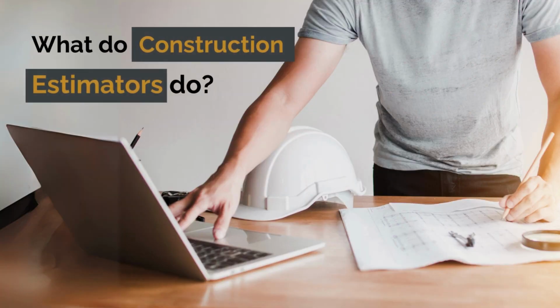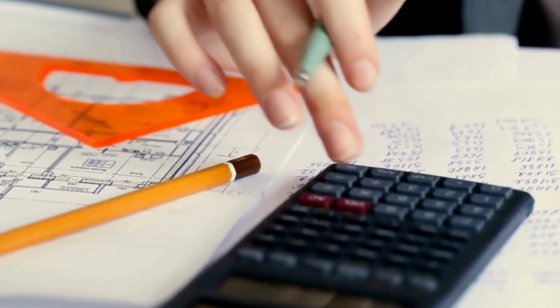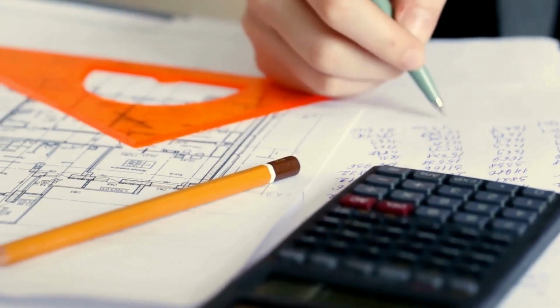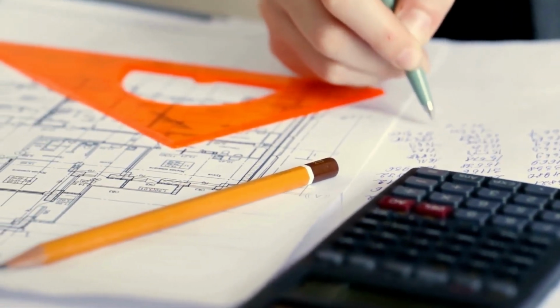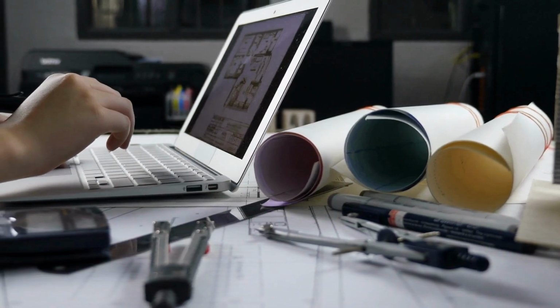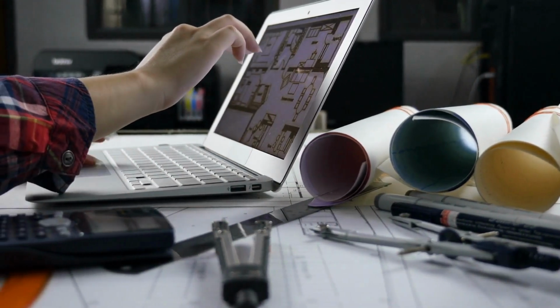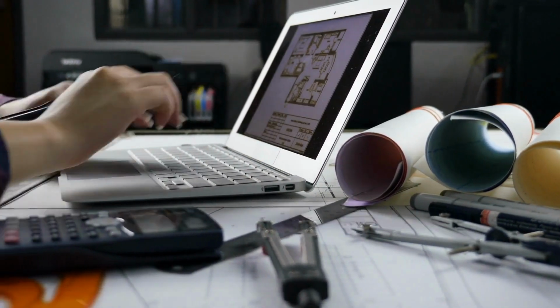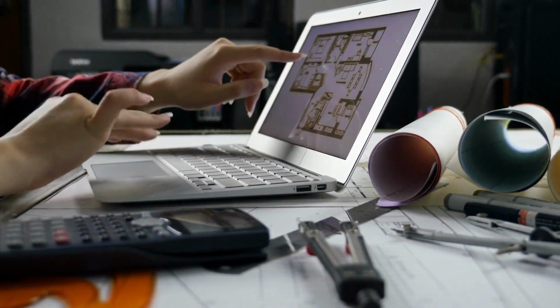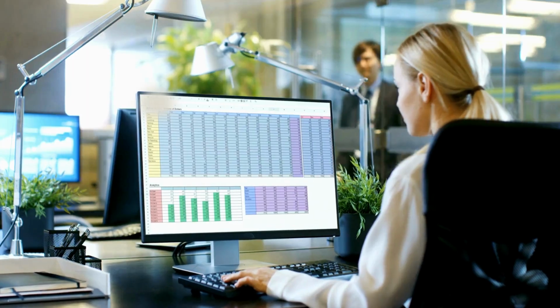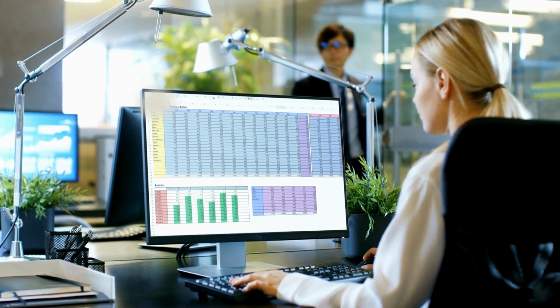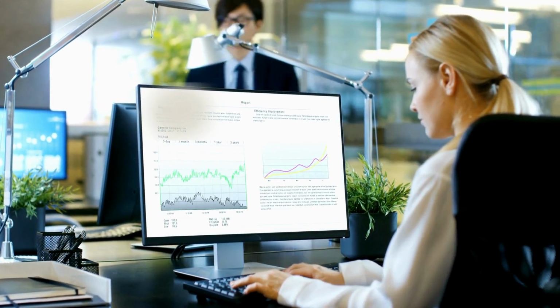Now that we understand what estimating is and the estimating process, let's now try to understand what construction estimators do. We want you to understand what estimators do day to day. Like any job, you are going to be spending around 48 weeks a year and 40 hours a week doing it. So it is best to prepare yourself and properly understand what the job involves before making any commitments.